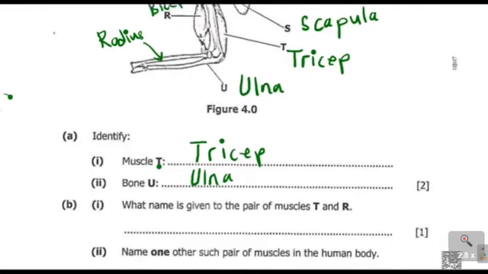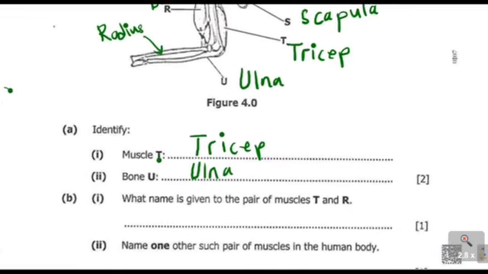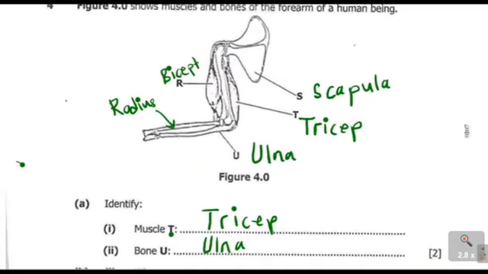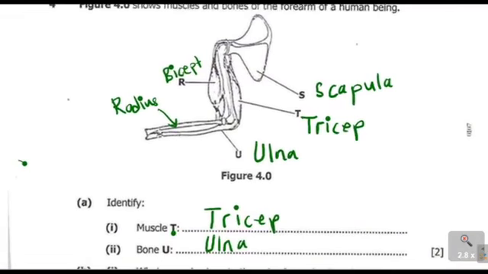We come to question B. So question B reads, this is our question B1 right here. What name is given to the pair of muscles T and R? So what name is given to the pair of muscles T and R? So the muscle that they are talking about, this is the muscle labeled R, which is the bicep, and the muscle labeled T, which is the tricep.